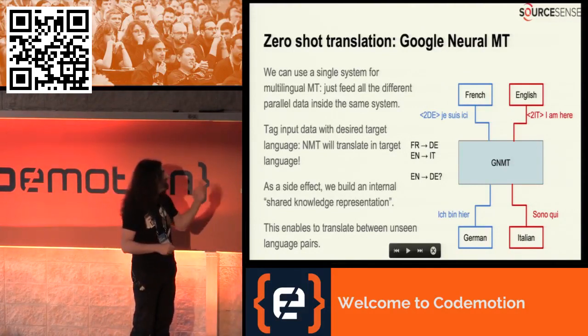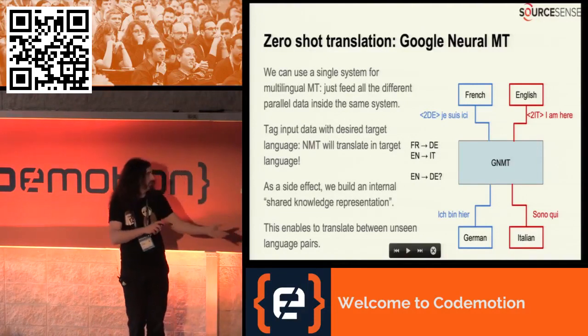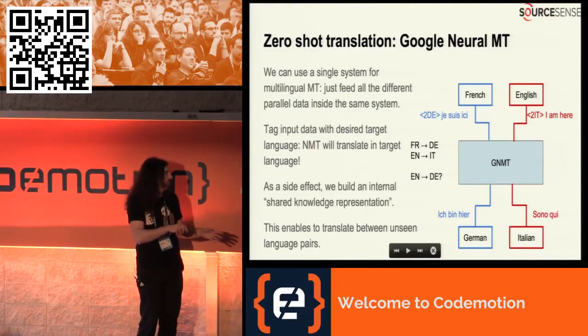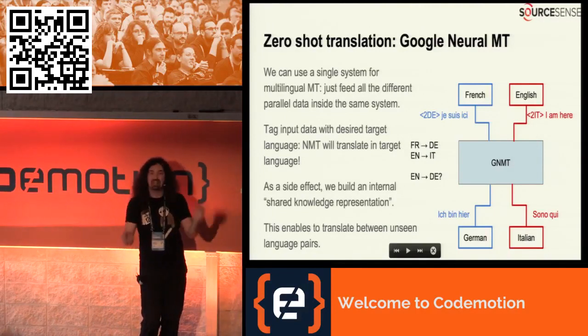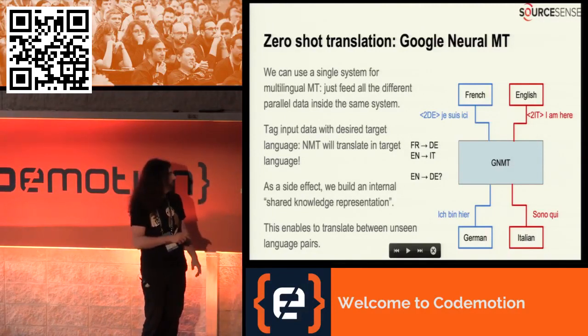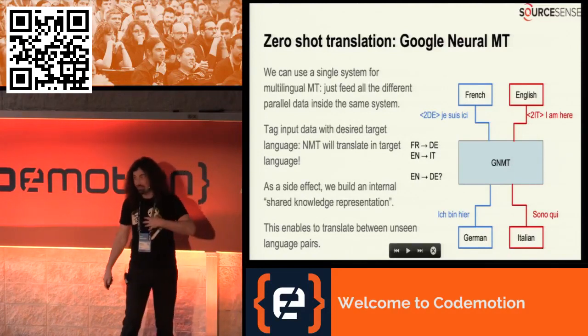And as a side effect, we build an internal shared knowledge representation between the languages. This enables translation between unseen language pairs. So we saw English, we saw German, and we can translate even though we have no parallel data between English and German. That's a very, very big feat.